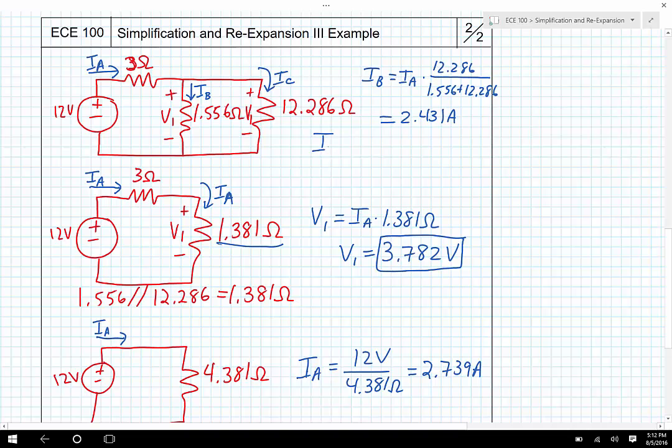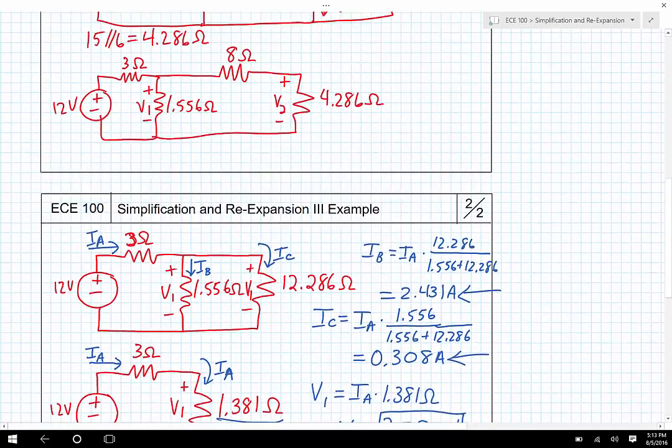And then I sub C, similarly, is going to be I sub A times the opposite branch. In this case, that's 1.556 divided by 1.556 plus 12.286. And this works out to be I sub C is 0.308 amps. Now, those are not boxed, but I'm going to draw arrows to them because I'm going to need them in the next step.